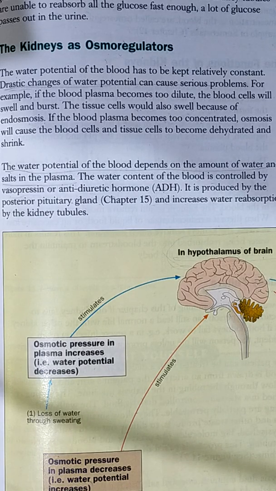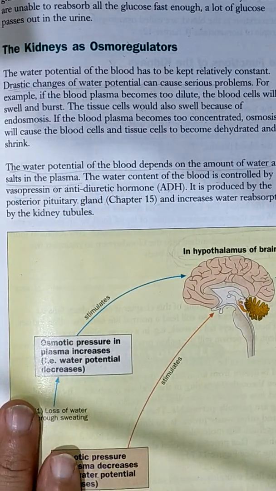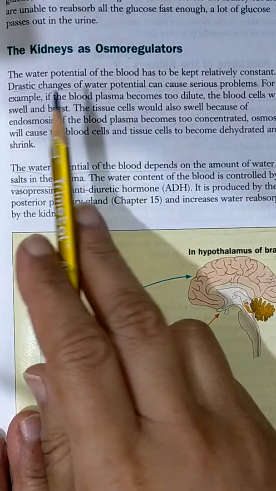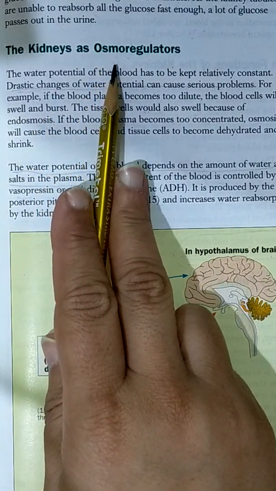In the previous video, I told you about the structure of the kidney and its role in urine formation. Now I am going to explain another very important function of the kidney, which is its role as an osmoregulator. One function of the kidney is to form urine or remove urine from the body, and the second very important function is the kidney as an osmoregulator.